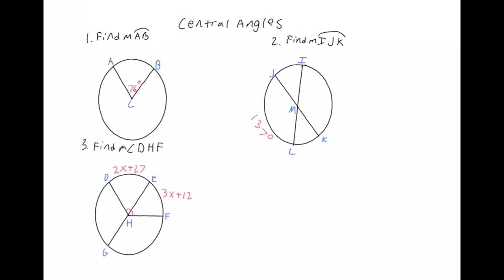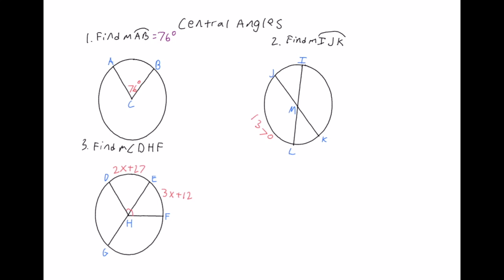Now finally, let's get to the central angles I was talking about. So central angles are very nice. The arc measurement is equal to the central angle measurement. So for number 1, I say find the measure of arc AB. So it's essentially how much of the arc is there. So if the angle is 76 degrees, the measure of the arc will also be 76 degrees.